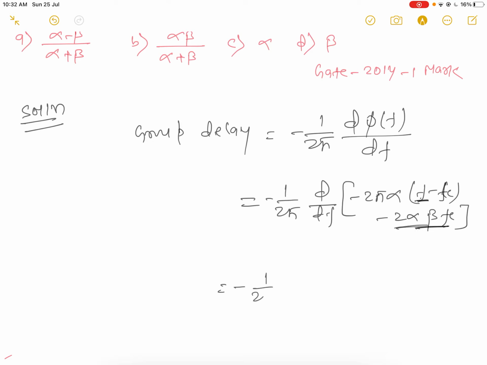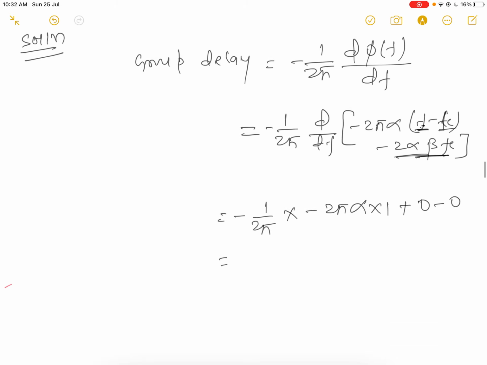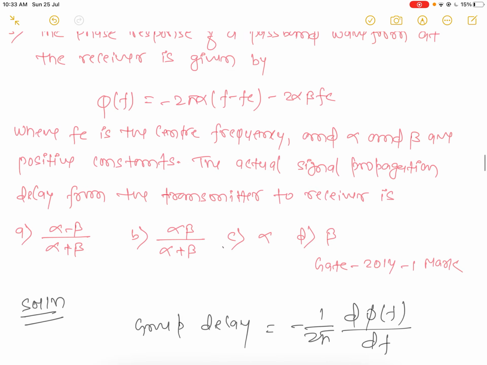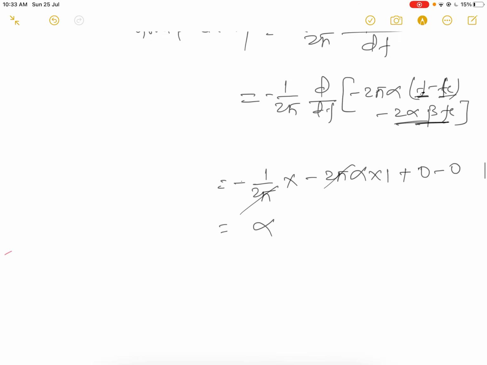So minus 1 by 2 pi into here minus 2 pi alpha, when multiplied with both, then f differentiation gives 1, this fc will be 0 because it is a constant, and plus 0 and minus 0. So we will get only 2 pi cancel out, this minus minus plus, so we will get the answer alpha. So option C will be the right answer.